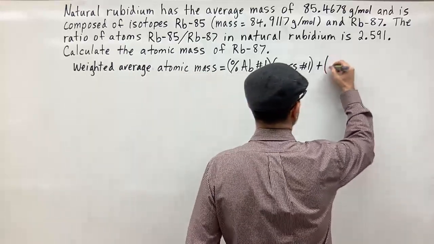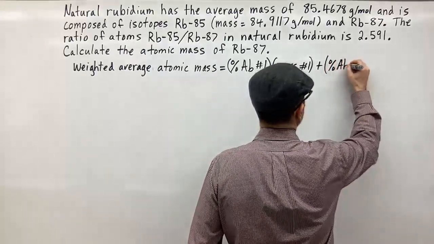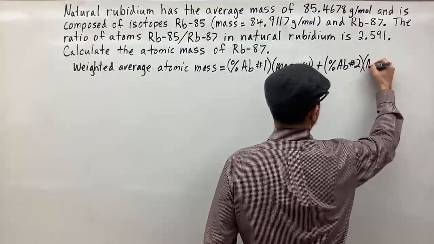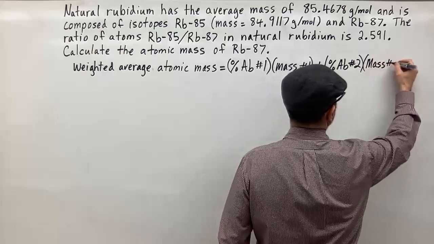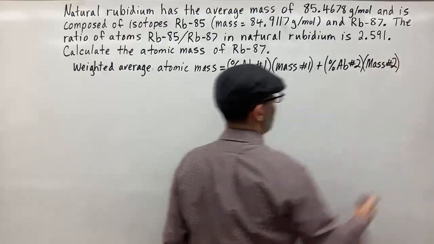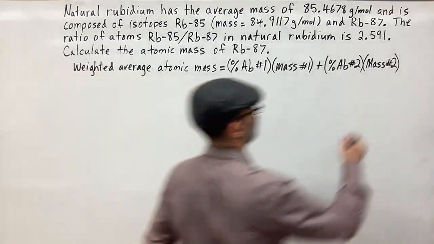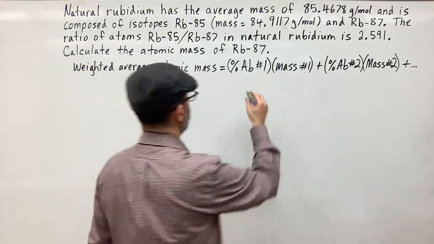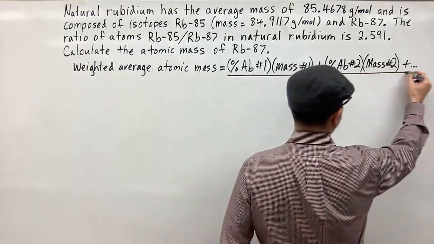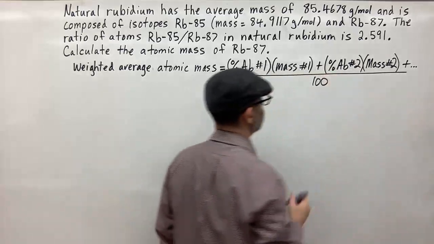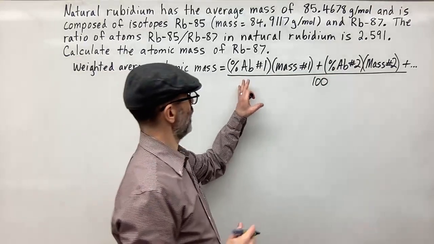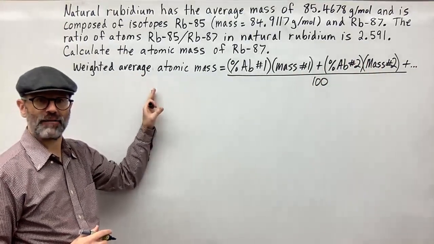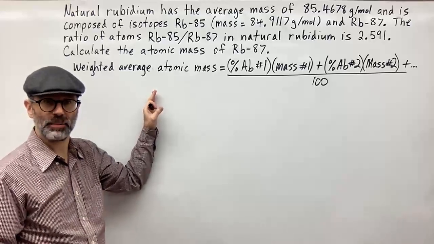So this would be the percent abundance of isotope number two multiplied by the mass of number two, and so on, right? You could go on, plus... And then this would be divided by 100. So taking these together, divided by 100, that would give you the weighted average atomic mass of your element that you would find on the periodic table.